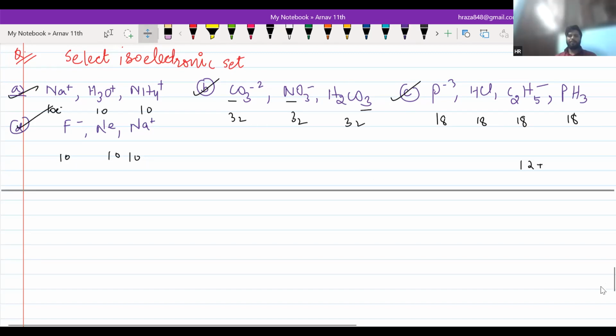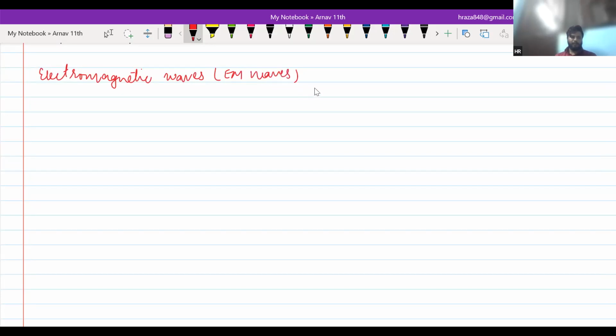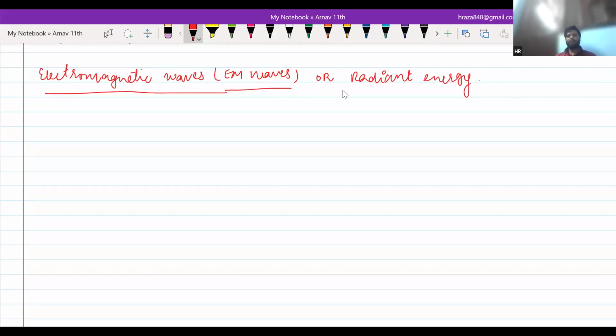Now let's start a new topic that will be useful ahead. That is electromagnetic waves. Electromagnetic waves, we also call it EM waves, or we can call it radiant energy. In this chapter, we will study that the electron has dual nature, particle nature as well as wave nature. So we are going to study about this wave nature.